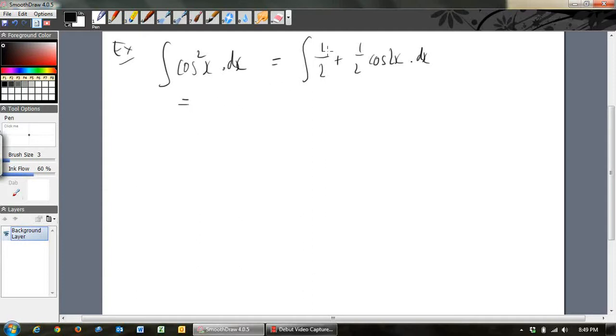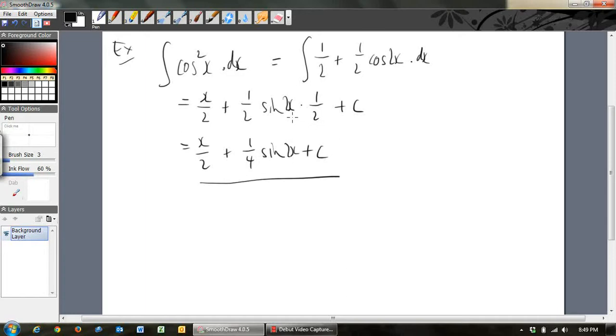So now we anti-differentiate that. Integrating 1 over 2 gives half x, or x over 2. Anti-differentiate this, cos goes to sine, so it'll be plus a half sine 2x, but then we need to divide by 2 as well, so times another half there, plus c. We'll clean that up: x over 2 plus 1/4 sine 2x plus c, and there's your answer.